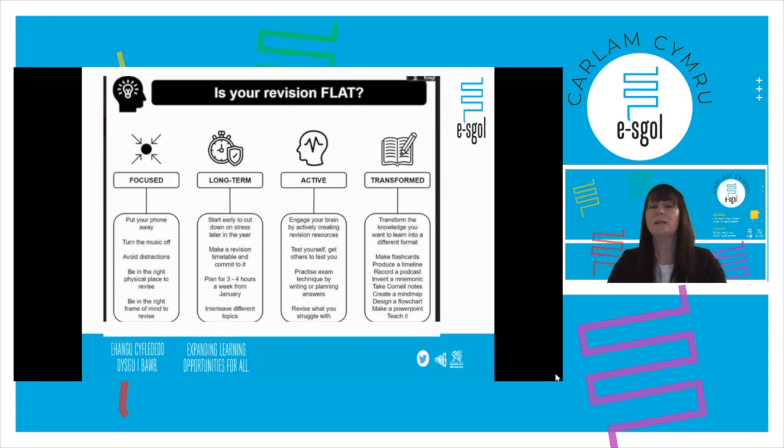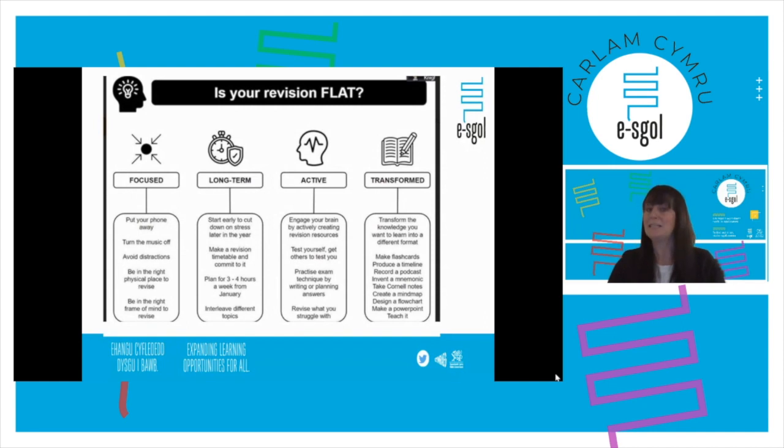The other thing is to make it long term. So start as early as possible with your revision, okay? As soon as you can in the year, start from now. Make a revision timetable and commit to it, and also interleave different topics into your revision. Now, what that means is don't just do one subject per night. Work on a couple of different subjects or a couple of topics within different subjects. That is much better and more effective revision than working on the same thing for a few hours.